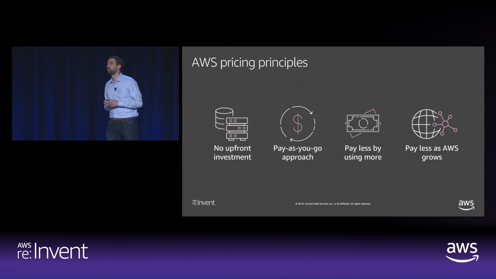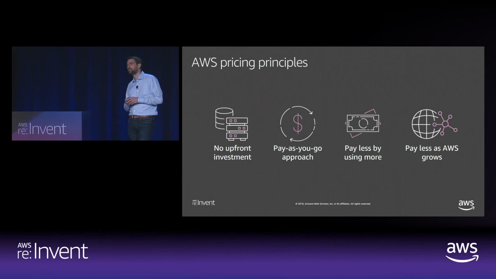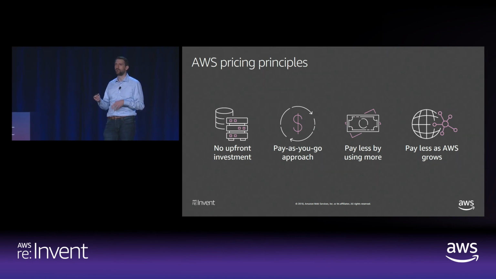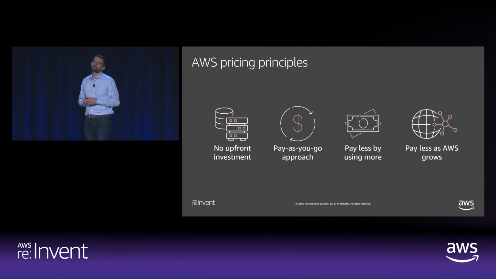At the same time, the third principle kicks in, which is you pay less when you use more. That is integrated in the offering of S3 Standard. S3 Standard as well as S3 Intelligent-Tiering, both storage classes have volume discounts included, which means the more you use the storage class, automatically the less you pay for it. And the fourth principle is something I want to talk a little bit more about. You pay less as AWS grows.